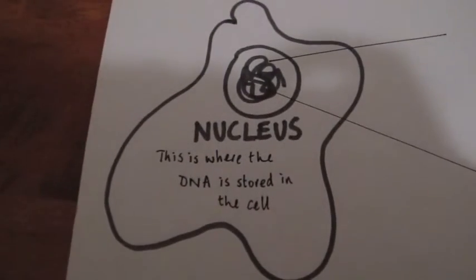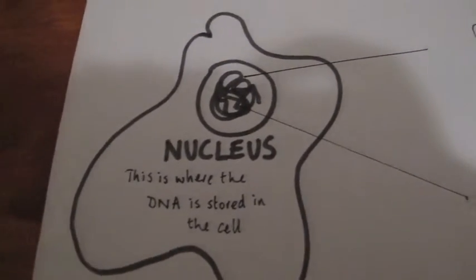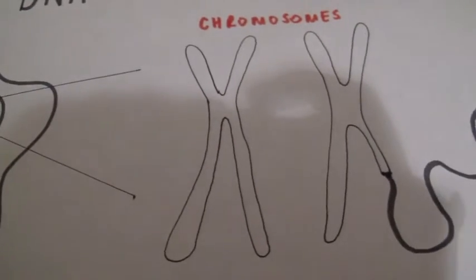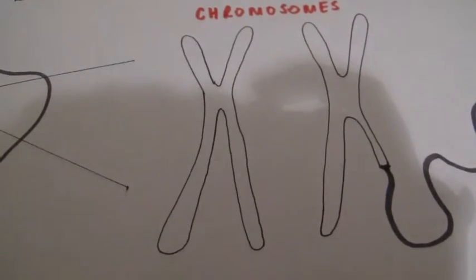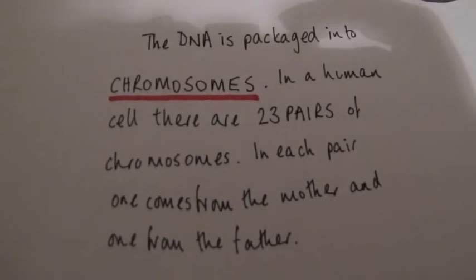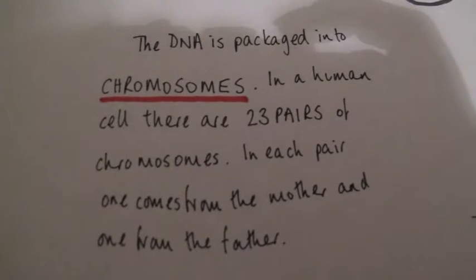The nucleus of the cell is where the DNA is stored. The DNA itself is packaged into chromosomes. There are 23 pairs of chromosomes in every human cell. In each pair, 1 comes from the mother and 1 comes from the father.